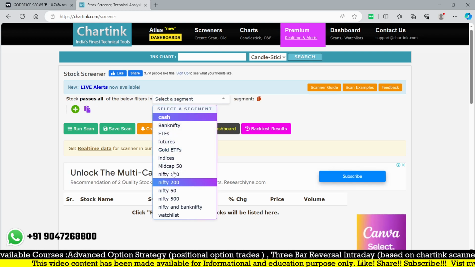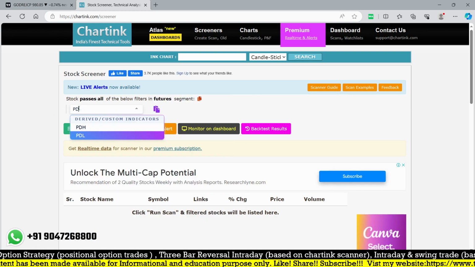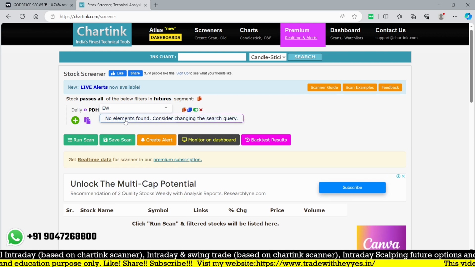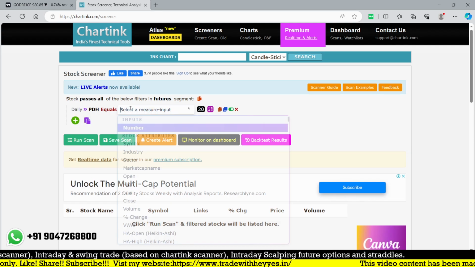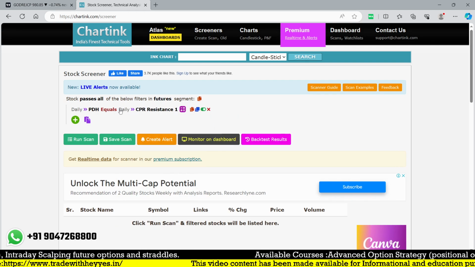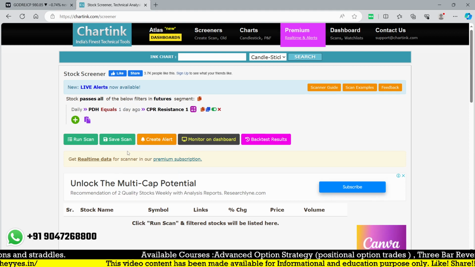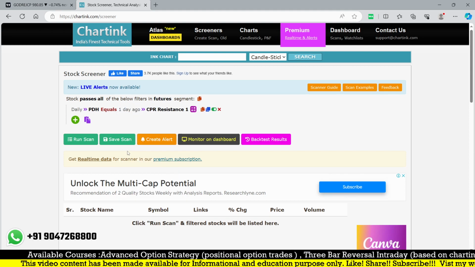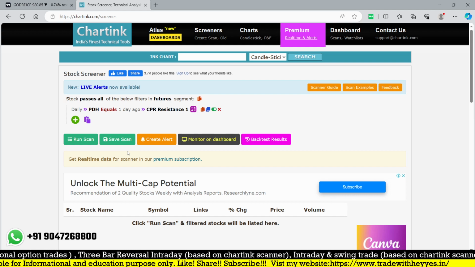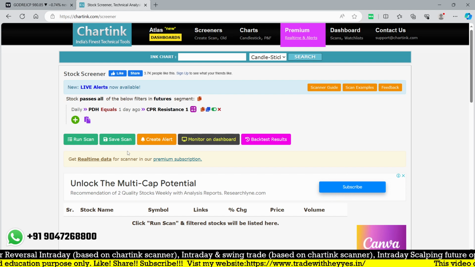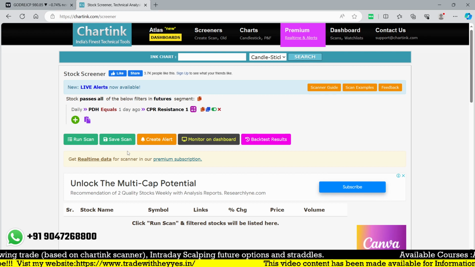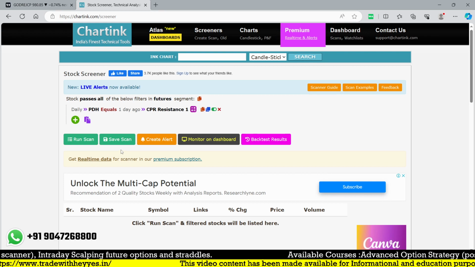So we'll go for futures: previous day high equals CPR resistance 1, with 1 day ago. So why are we using 1 day ago? 1 day ago simply gives you the current day CPR. If you are looking at today's CPR resistance, you need to use 1 day ago, and for tomorrow's you need to use latest.